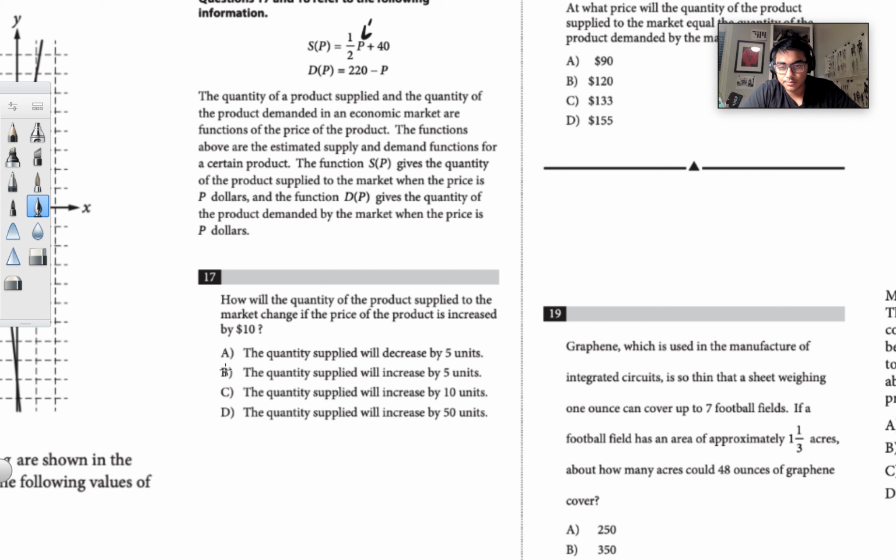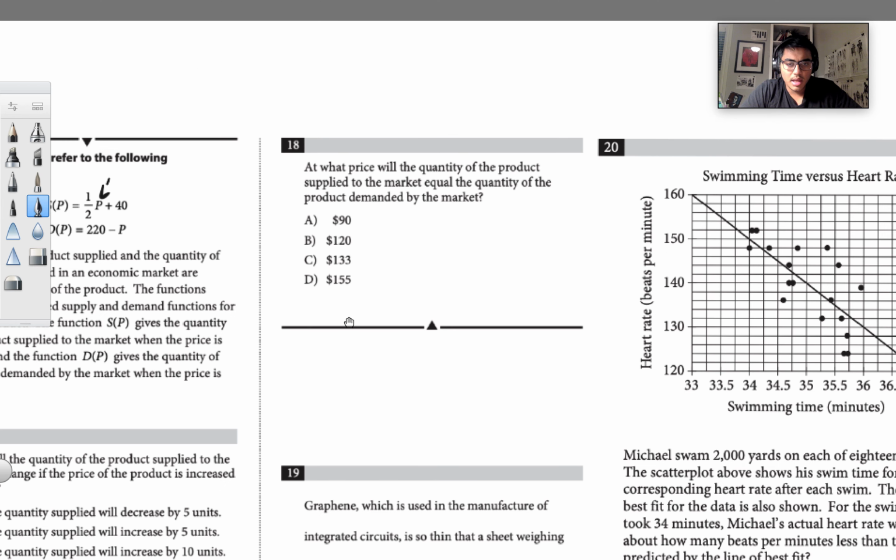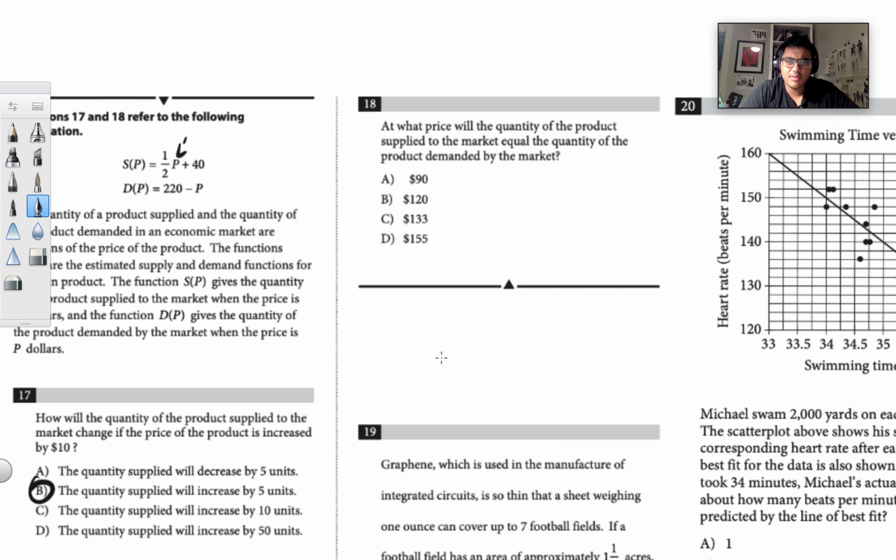So 18. At what price will the quantity of the product supplied to the market equal the quantity of the product demanded by the market? So the equations have to equal each other.